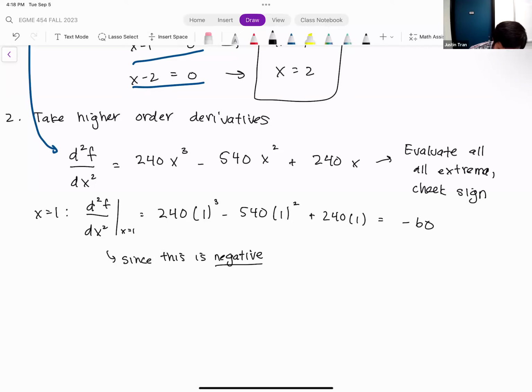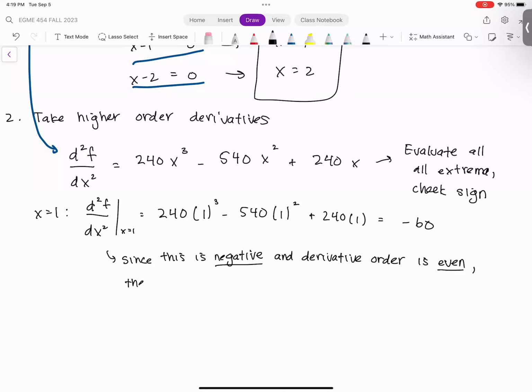If you go back to our notes from last Thursday, I didn't write it again just because it's a little bit lengthy. But remember, we're going to check the sign. Not only are we going to check the sign of the second order derivative, we have to make sure that our derivative order is even, which it is right now. And so since this is negative and our derivative order is even, this means that x is equal to 1 is a maximum.